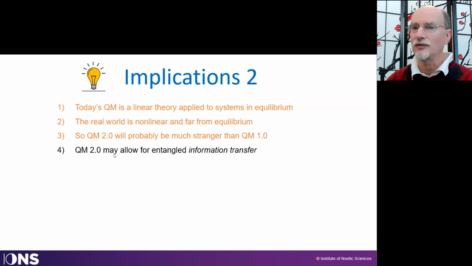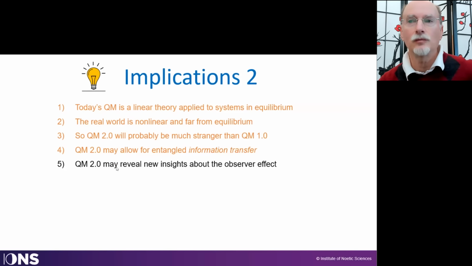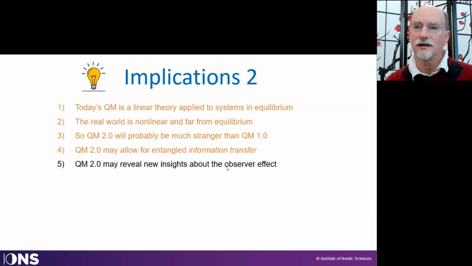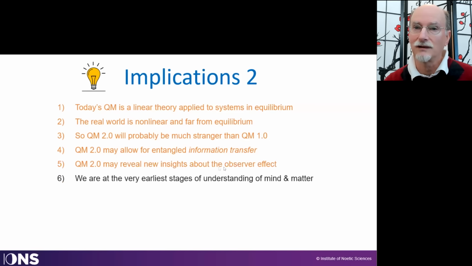It may allow, for example, for entangled information transfer. Quantum mechanics 1.0 does not allow for information transfer. I think with 2.0, there are models out there suggesting that, yeah, you could do information transfer, in which case telepathy immediately will become recognized as a thing that can happen. Quantum mechanics 2.0 may also reveal new insights about the observer effect and, more importantly, the importance of the observer effect. We're still at the very earliest stages of understanding both mind and matter.